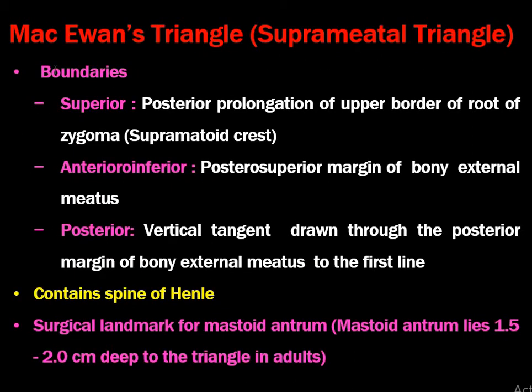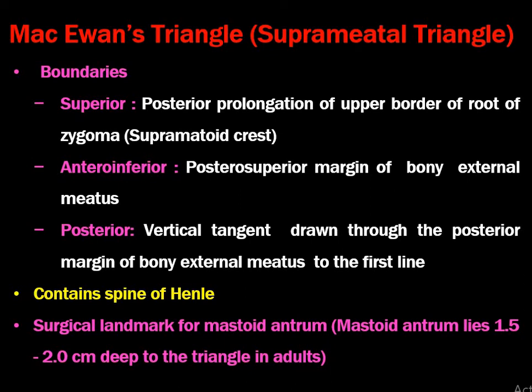McEwen's triangle or suprameatal triangle is a commonly asked question in the final exams, both in practicals as well as in theory, so you should know it in detail. The boundaries of McEwen's triangle are: superiorly, it is bounded by the posterior prolongation of the upper border of the root of the zygoma, also called the suprameatal crest. Inferiorly, there is the posterior superior margin of the bony external auditory meatus, and the posterior line is the vertical tangent drawn through the posterior margin of the bony external meatus to the first line. It contains the spine of Henle, and it is a surgical landmark for the mastoid antrum.